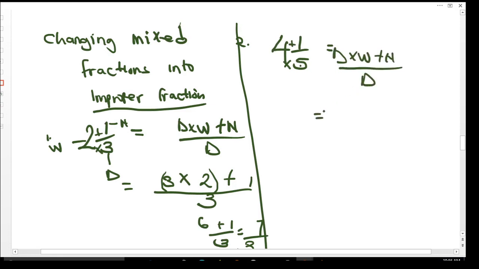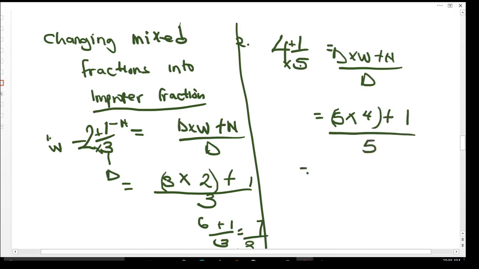Then what is our denominator? It is a 5. What is the whole number? It is a 4. What are we doing? We are multiplying, so we put them in brackets. Then plus, what's the numerator? It's a 1 all over a 5, which is our denominator.